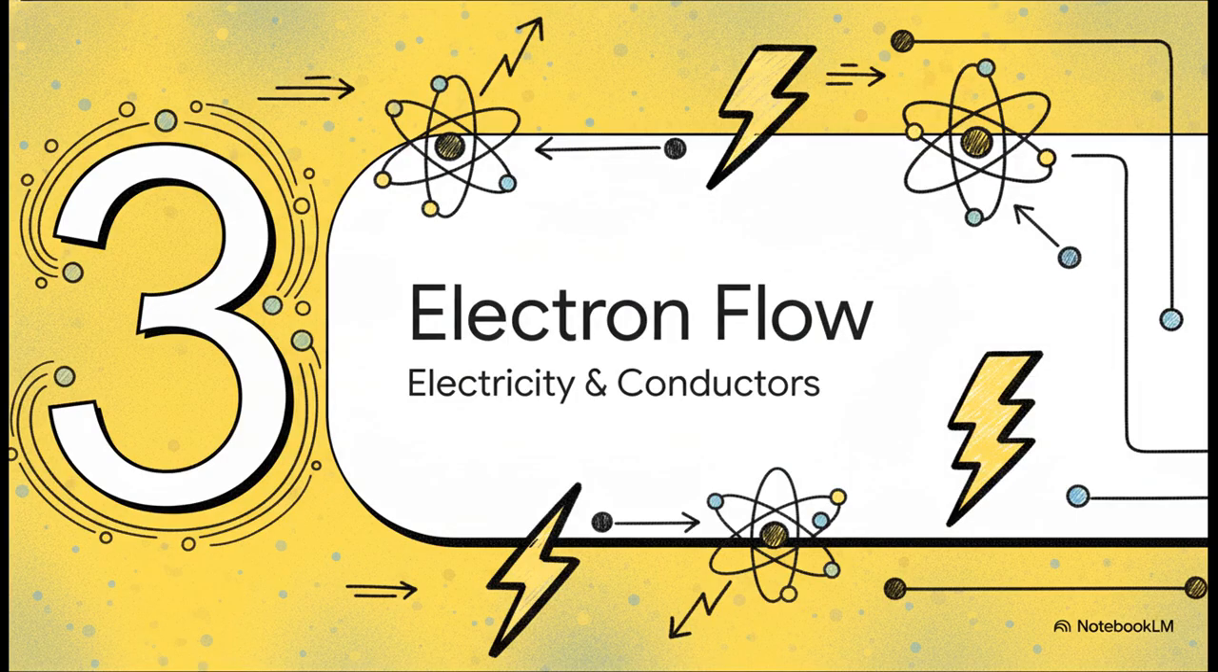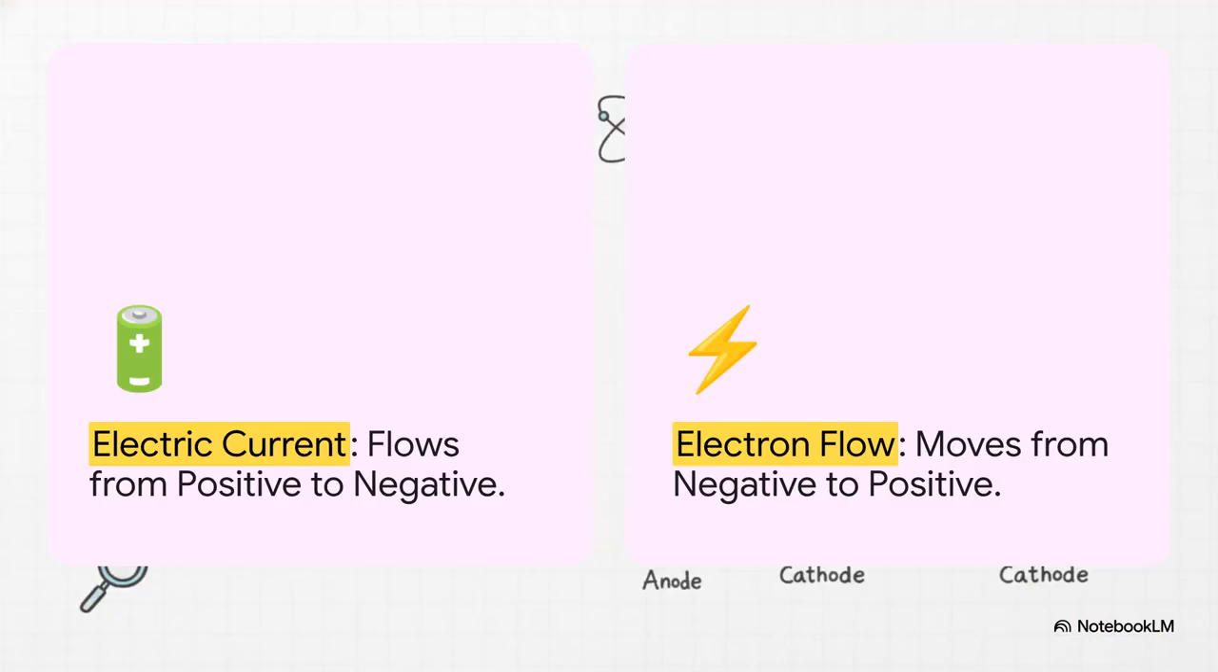Okay, let's jump into Section 3, electricity and electron flow. Let's see how all this builds up. Now, we really need to clarify a crucial distinction here. When you hook up a battery, traditional electric current is said to flow from the positive terminal to the negative one. But physically, at the actual atomic level, the electrons themselves are moving in the exact opposite direction. Since electrons have a negative charge, they actually travel from the negative pole toward the positive pole.